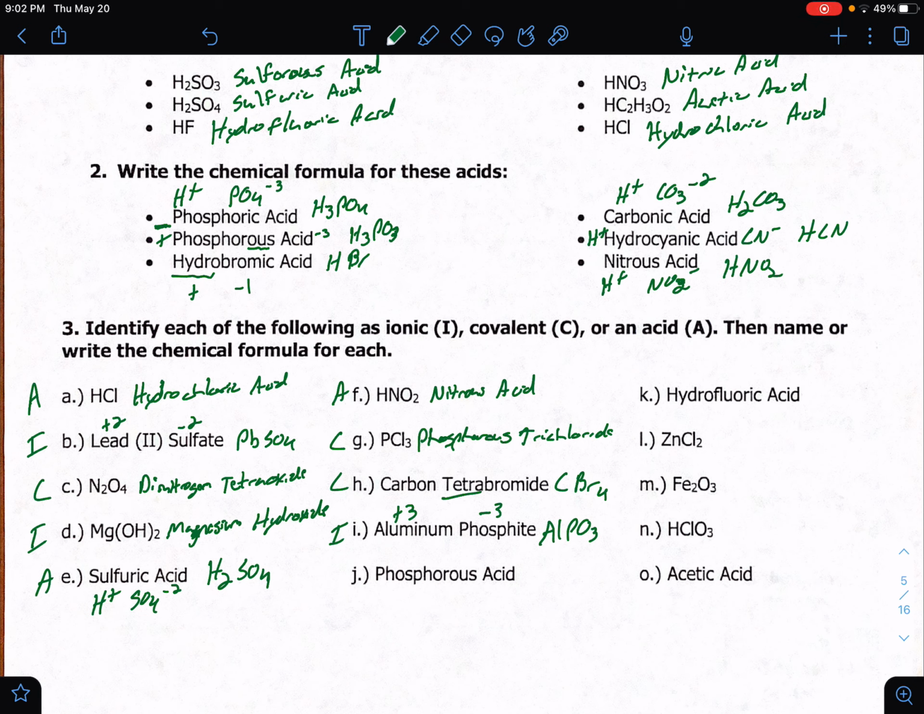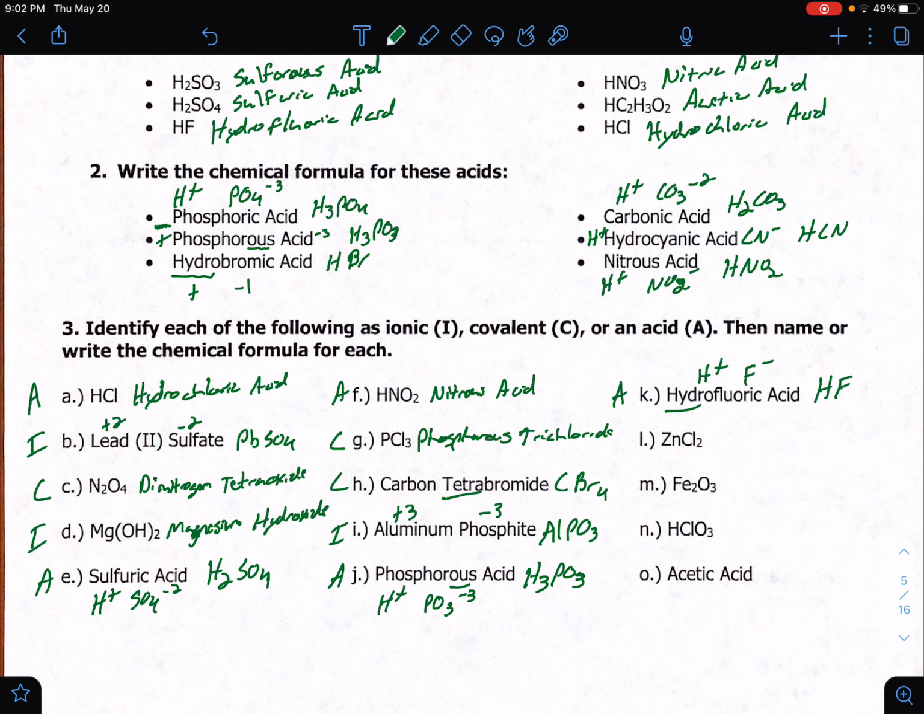Okay, phosphorus acid, so we know this is an acid. Phosphorus, so this would be H+, and phosphite, so PO3 with a -3. So this would be H3PO3. Hydrofluoric acid, so we know this is an acid. Hydro means there's no oxygen present, so this would just be H+ and fluorine with a -1. So this would be HF.